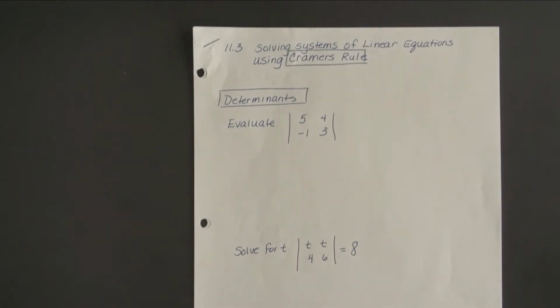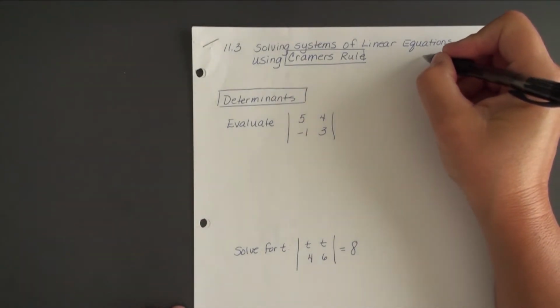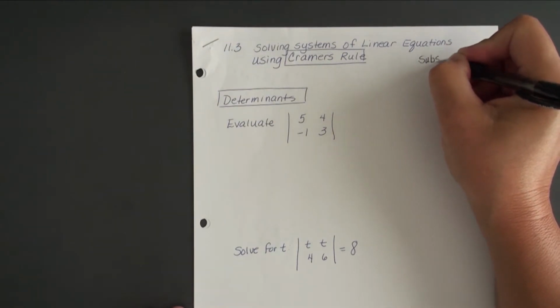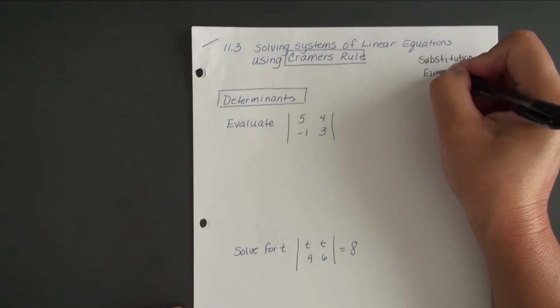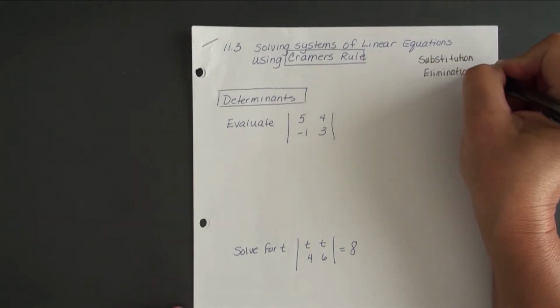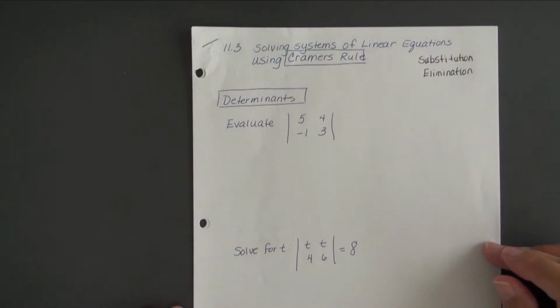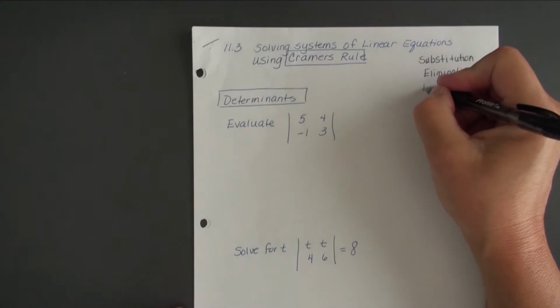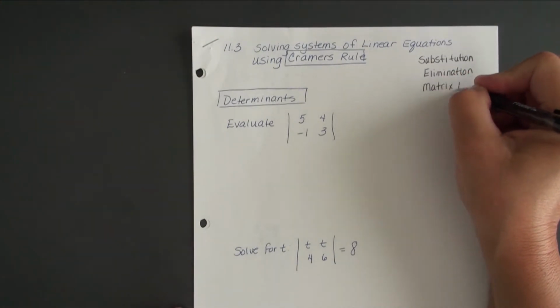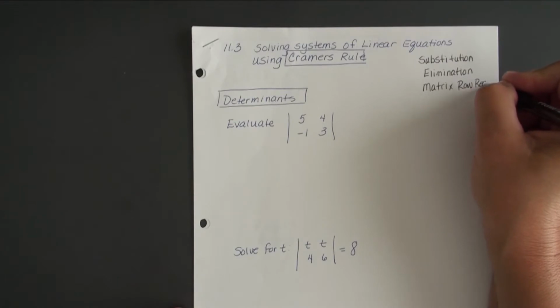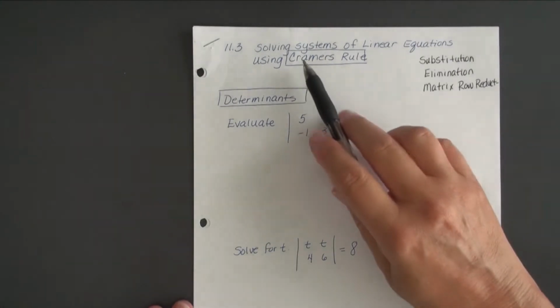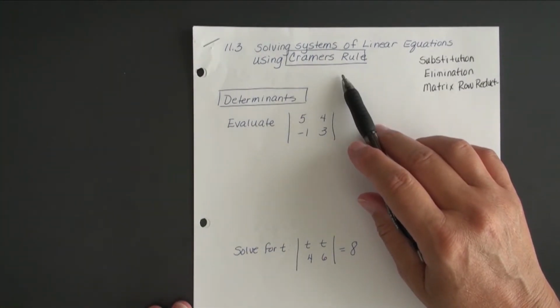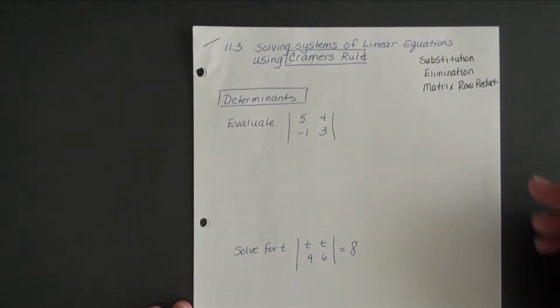In this section, we will talk about just another way to solve a system of linear equations. Just as a review, we have talked about the substitution method and the elimination method. That was in section 11.1 of the current semester. We also talked about matrix row reduction, and that was in section 11.2. Now in 11.3 we have yet another way to solve systems of linear equations, and it's called Cramer's rule.